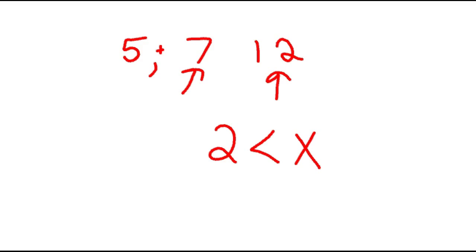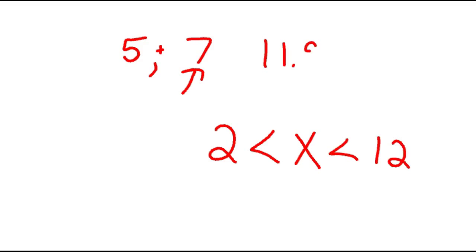If we went any bigger than that, let's say we went to 13, now 5 and 7 is less than 13, and 5 and 7 is equal to 12. So neither one of these would make a triangle of any kind. So we'd have to work clear down to something less than 12. So you could go 11.9. 5 plus 7 is 12, which is more than 11.9. So that is a triangle.